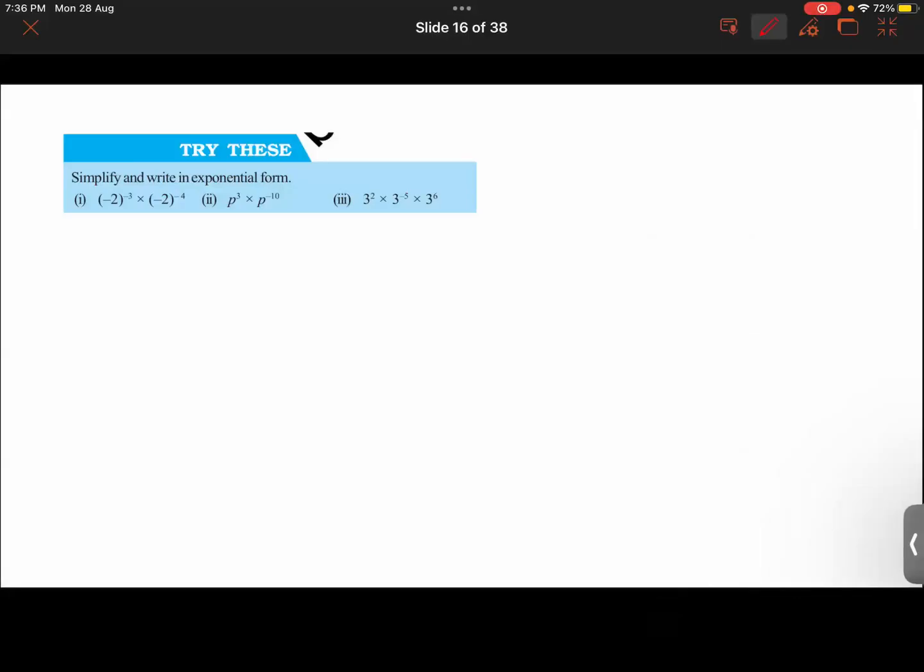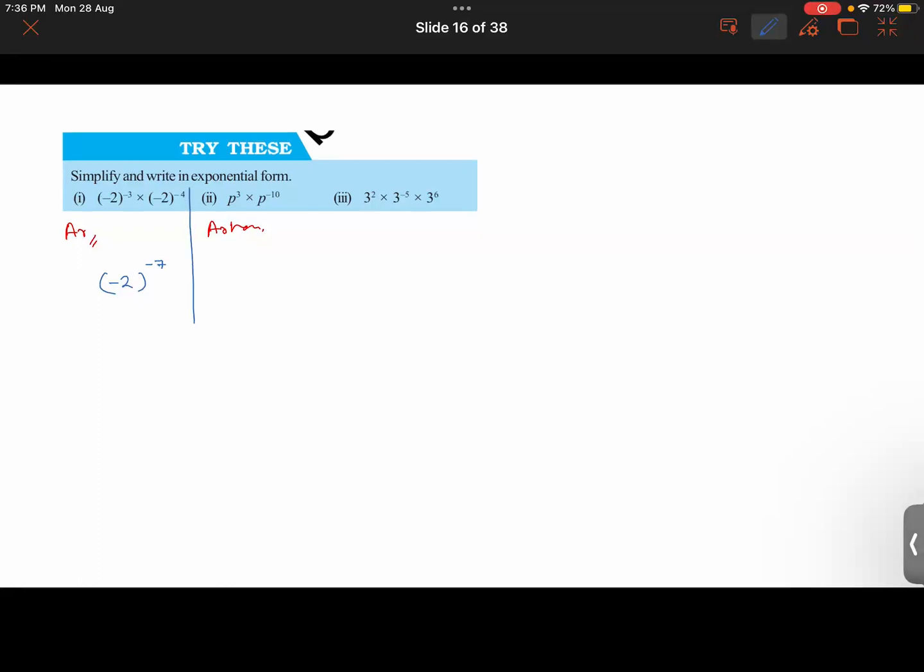Arhan, you will be doing the first one, and Arham, you will be doing the second one. The first one is -2 raised to the power -7. Exactly. Good. And the next one is p raised to the power -7. Good. P raised to the power -7.